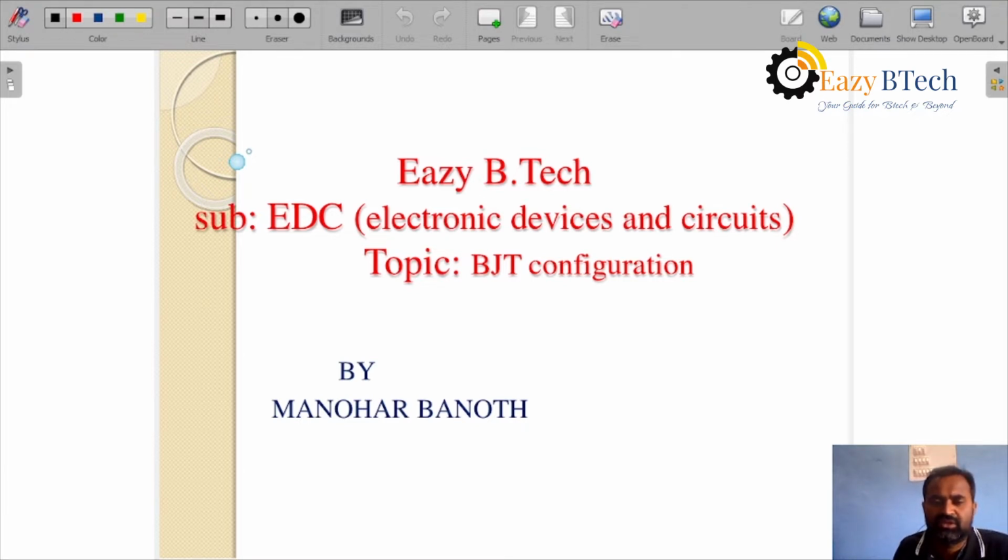In today's lecture, we will discuss BJT configurations: how the BJT can be used in common base configuration, common emitter configuration and common collector configuration, and what the characteristics are in those configurations. A transistor can act as an amplifier, and this amplifier is divided into three kinds: common base amplifier, common emitter amplifier and common collector amplifier.